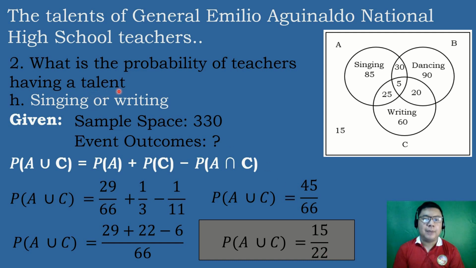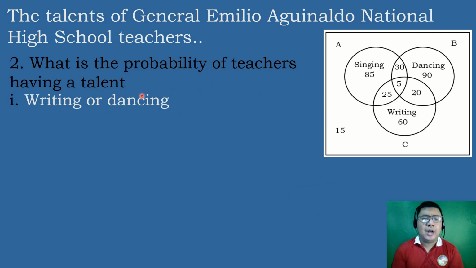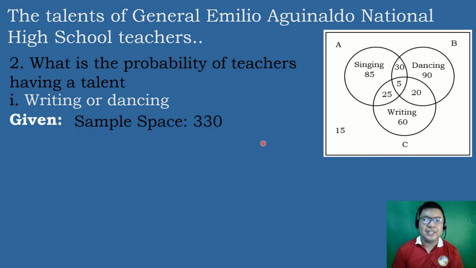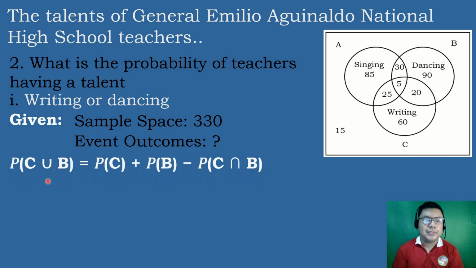Therefore, the probability of teachers having a talent in singing or writing is equal to 15 over 22. Next one, how about the probability of teachers having a talent in writing or dancing? Again, we have the word "or", so this illustrates union of two events. And we will be identifying the given. Sample space is equal to 330, and we will be using the formula for the union of events.